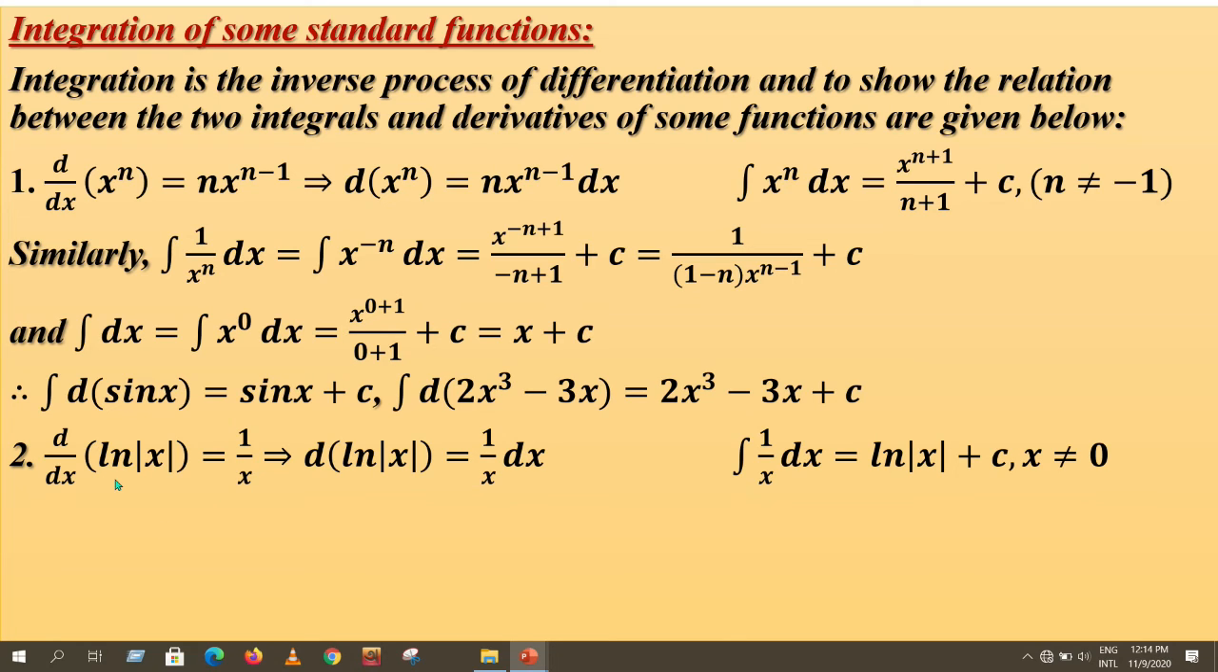And number 2, the derivative of ln x. We know the derivative of ln x equals 1 by x. But the integration of 1 by x equals ln x, because derivative and integration are inverse to each other. This is the process. Multiplying on both sides by dx, we get d of ln x equals 1 by x dx. Now taking integration, the integration and derivative cancel, so we get ln x plus c.